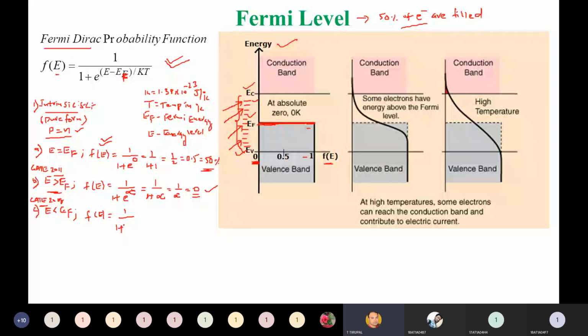I can neglect E in this formula. E power minus, what do I get here? Minus infinity, because EF is greater than E. If EF is greater than E, you can neglect E and take EF as infinity, so you get minus infinity here. So 1 by 1 plus E power minus infinity. What is the answer for E power minus infinity? E power minus infinity is 0. That is equal to 1 by 1, which is equal to 1.